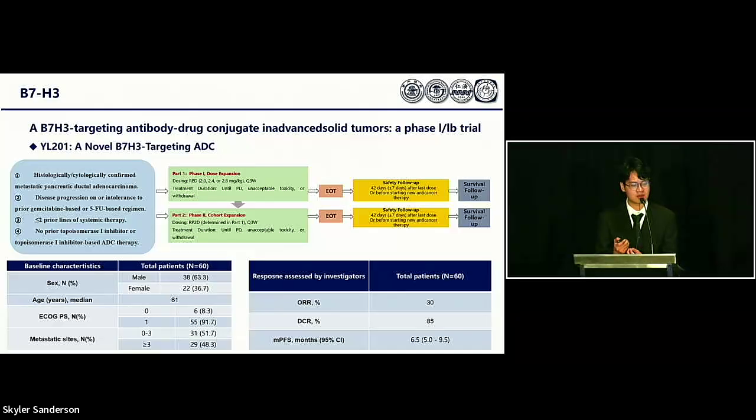Based on these results, we are about to initiate phase 3 clinical trials, and we look forward to more favorable results from the randomized controlled trials.